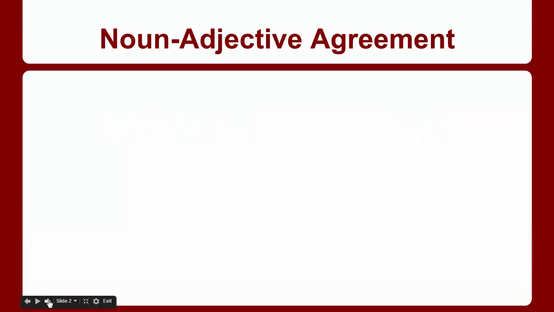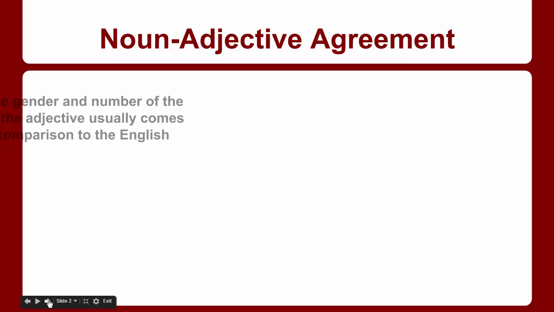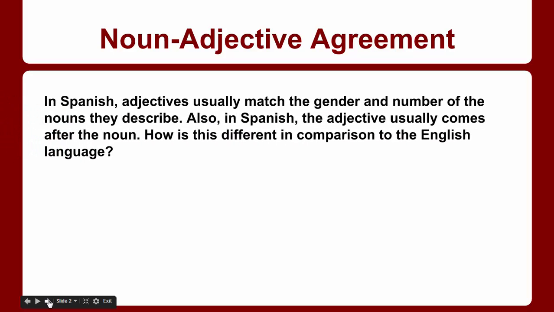So, I'm going to talk about noun and adjective agreement in Spanish, and it can be a little bit different than it is in English. In Spanish, adjectives usually match the gender and number of the nouns they describe. Also, in Spanish, the adjective usually comes after the noun. This is different than the English language, because we know that in English, the adjectives come before the noun.